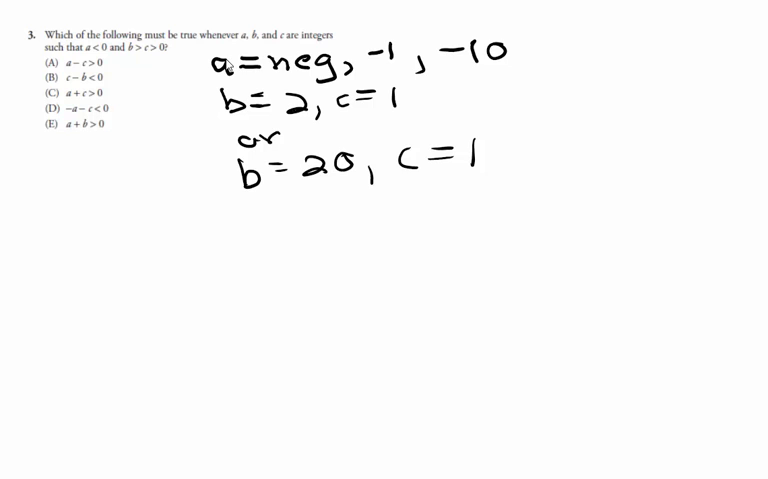So let's look. A minus c is greater than 0? I don't think so. -1 minus 1 is -2, which is not greater than 0. That doesn't work.